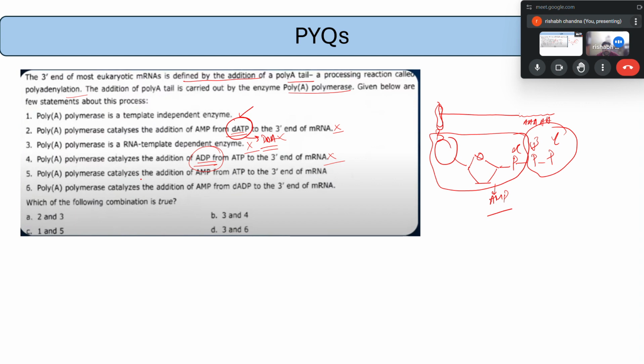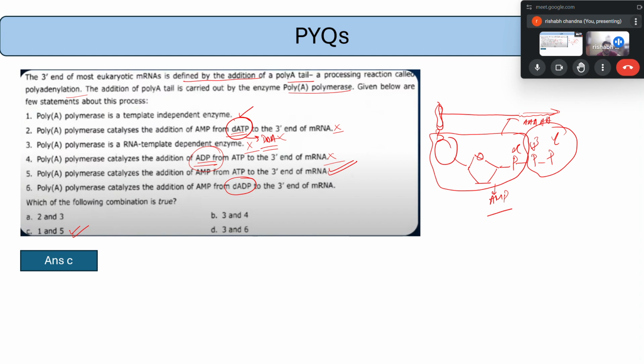Then, poly-A polymerase catalyzes the addition of AMP from ATP to the 3' end of the mRNA. Yes, this is correct, because AMP is added to the growing poly-A chain. Then, poly-A polymerase catalyzes the addition of AMP from dADP to the 3' end of the mRNA. No. Anything associated with RNA does not involve deoxynucleotides or deoxynucleosides. Okay, so option 1 and option 5 are correct. So here the correct option would be option C.